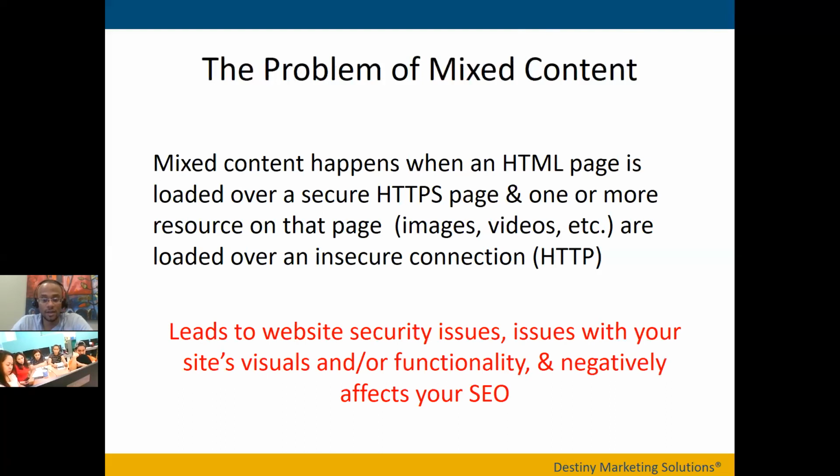So let's say, for example, you're linking out to a video, but your website is built in a way where it's using HTTPS. It can make the visuals on your website look weird or cause different things on your website not to work properly. So it's very important that if you have an HTTPS website, you're linking only to things that are HTTPS encrypted. It can also negatively affect your SEO.